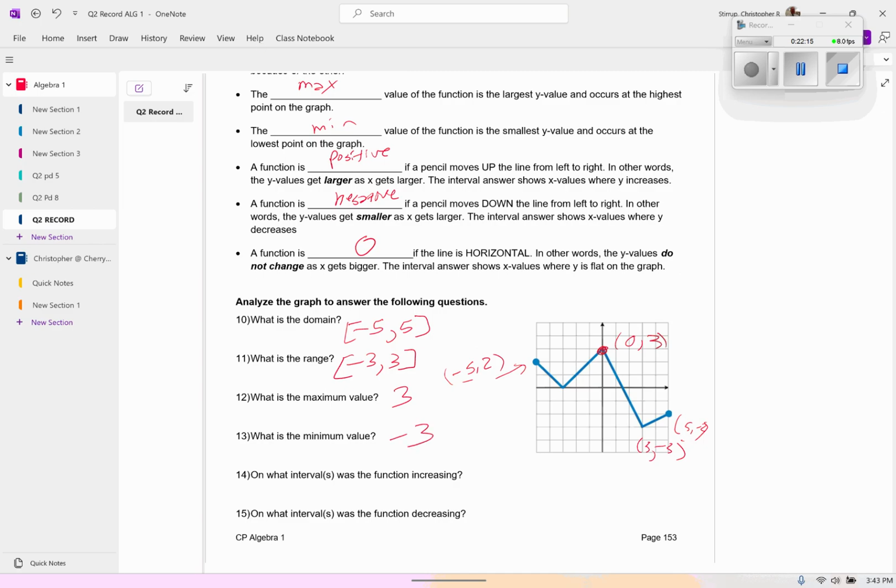On what interval is it increasing? Okay, so this is negative 3, 0. I think we have all the rest of the points. All right, so it's increasing here and here. So use the x values to explain that. So from negative 3 to 0, and it's also increasing from 3 to 5. Where is it decreasing? It's decreasing here and here. So from negative 5 to negative 3, decreasing. It's also decreasing from 0 to 3.